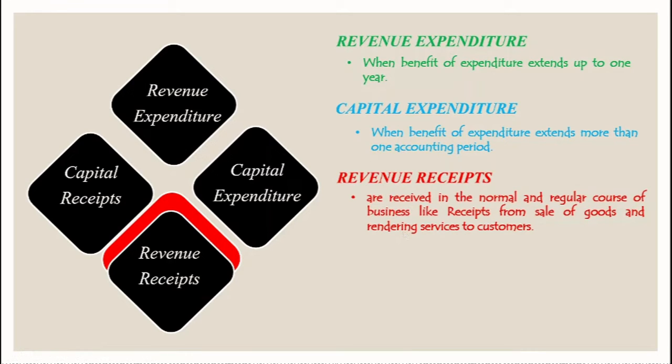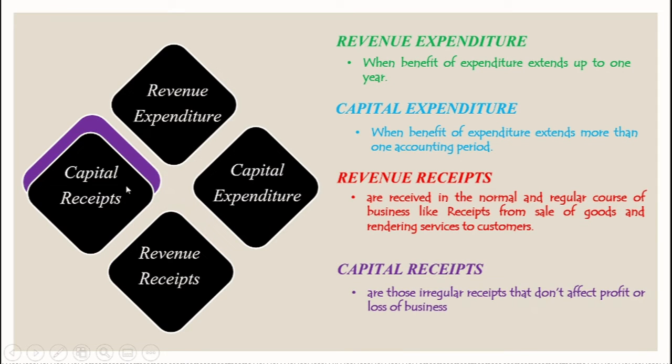So sale of goods generates revenue, it increases the profits of the business. So that is revenue receipt. On the other hand, capital receipts are the ones which are irregular in nature. They are not recurring in nature. Once in a while you get such receipts. So they do not directly affect your profit and loss. Rather, they decrease the asset or increase the liability.